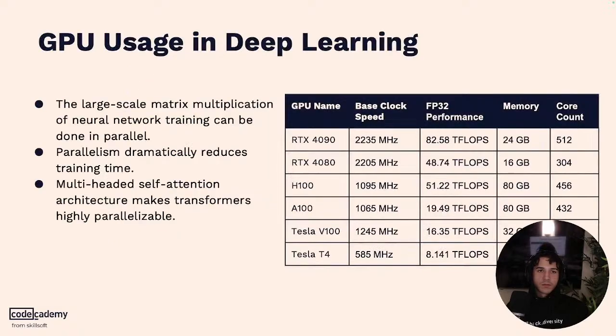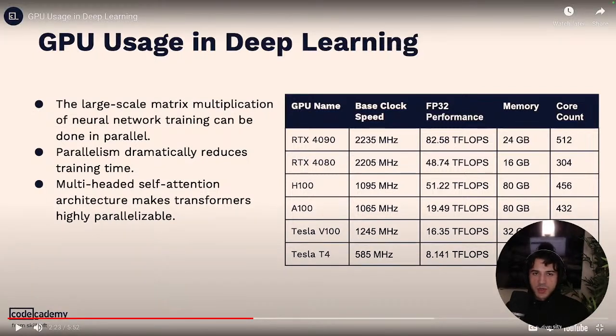So why do we need a dedicated GPU for deep learning? The large-scale matrix multiplication of neural network training, like the video game graphics from which the GPU gets its name, can be done in parallel with the GPU, dramatically reducing the time it takes to train models. In fact, one of the reasons transformers are presently such a dominant deep learning architecture is because the multi-headed self-attention architecture makes them highly parallelizable. On the right side is a table of consumer and commercial GPU specifications. The last one is NVIDIA's Tesla T4, which is the model you'll be using in the exercise notebook.